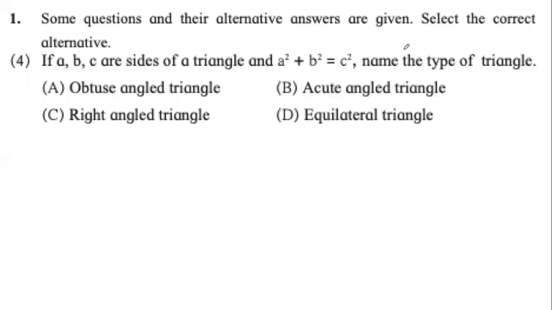A, B, C are sides of a triangle where A square plus B square equals C square. Name the type of the triangle. ये किस तरह का triangle है, that the square of one of the sides is equal to the sum of the squares of the other two sides? Let's see.